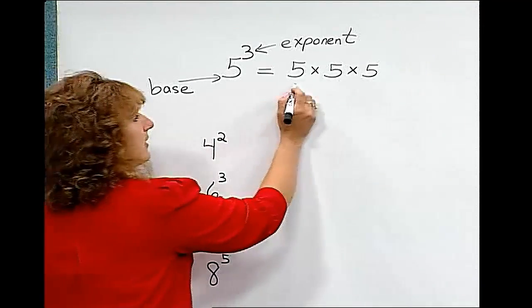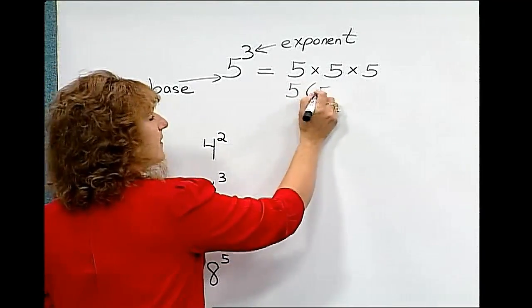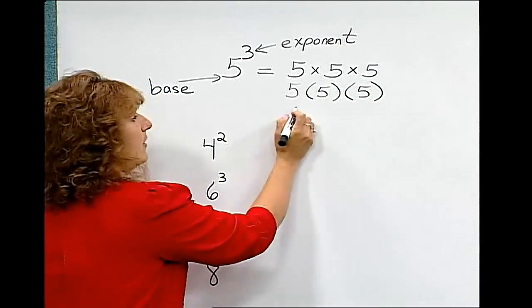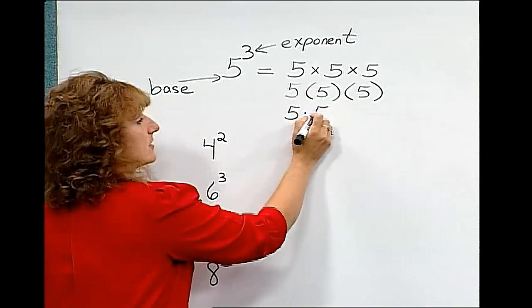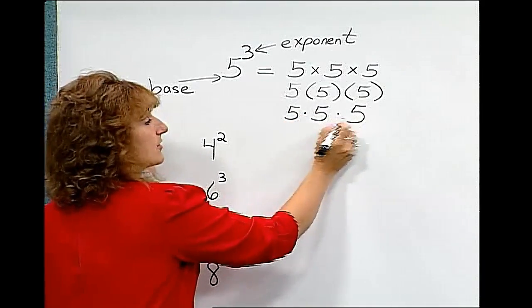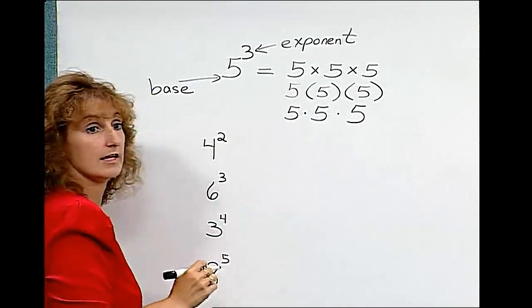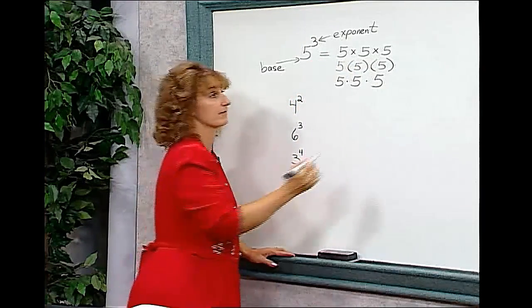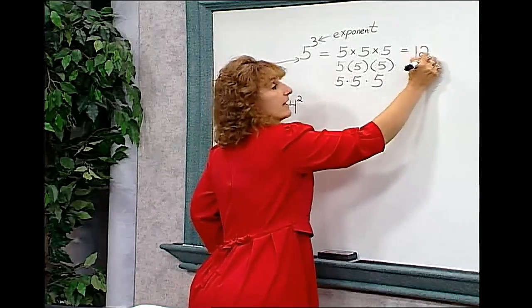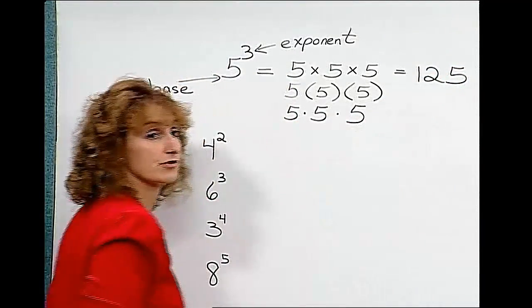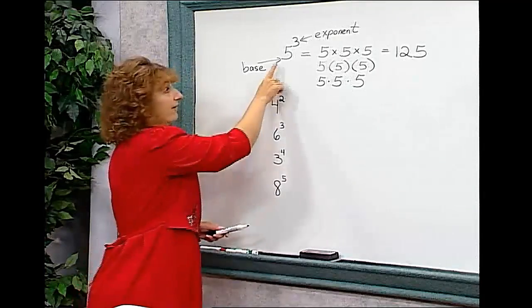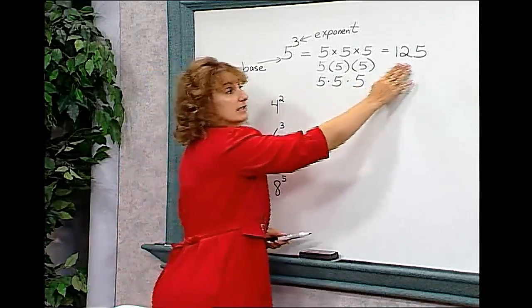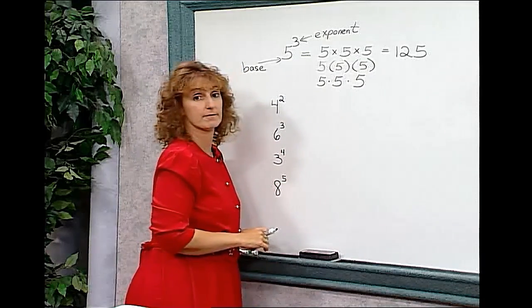This can also be written using parentheses, 5 times 5 times 5, or using small dots, also a multiplication symbol. Either way you see it, it means 5 times 5 times 5. The value of that expression would be 125. So 5 to the third power, or 5 cubed, is equal to 125.